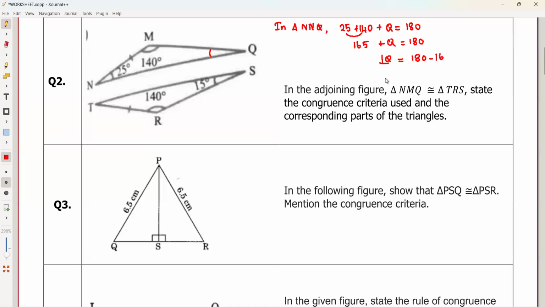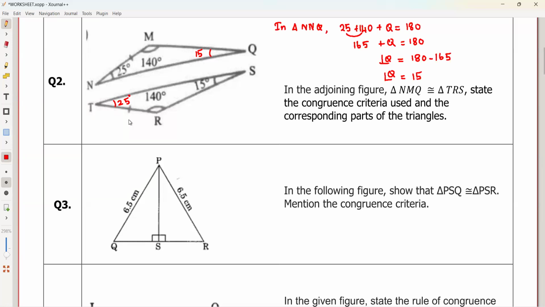So the answer is 15. 180 minus 165 is 15. Now this will be 15. Okay, this is 15. For this triangle, if you find it, this will be 25. Now which criteria can we use for this?